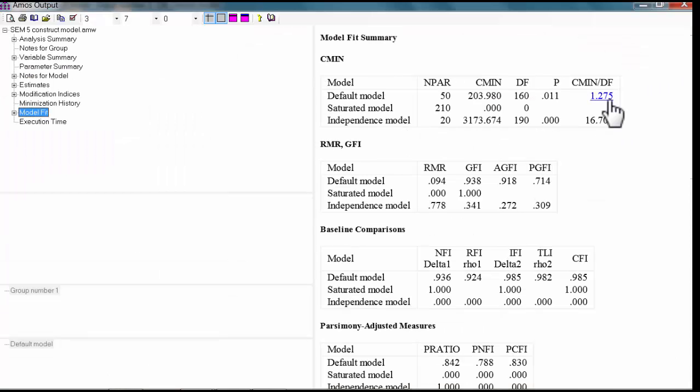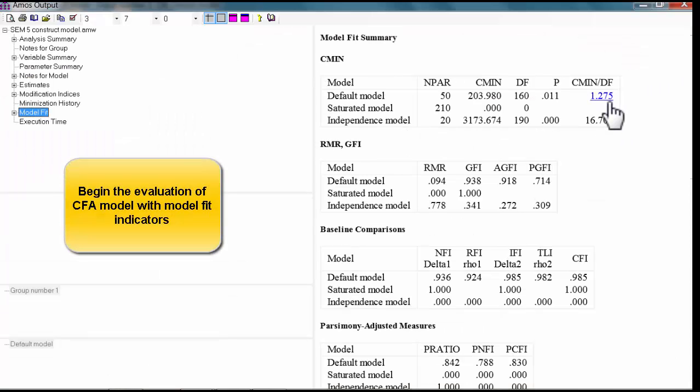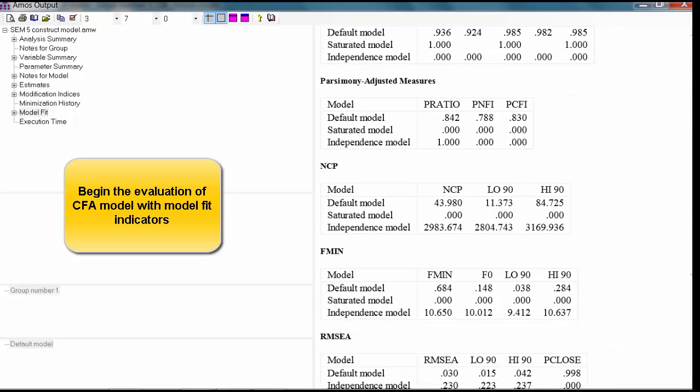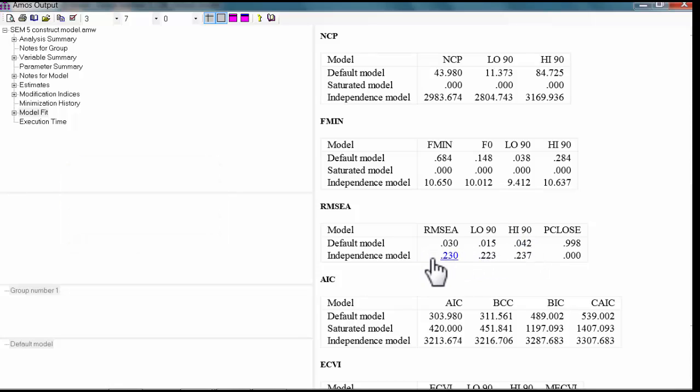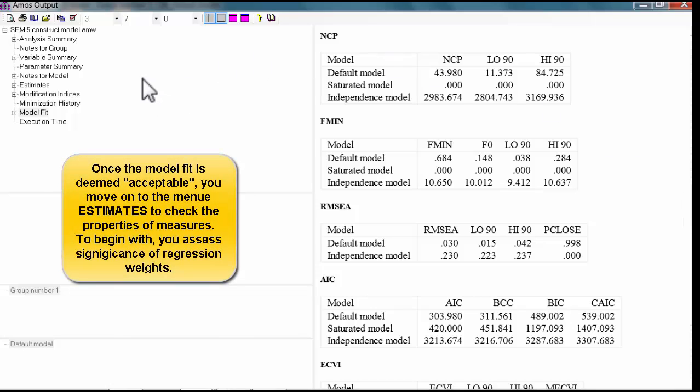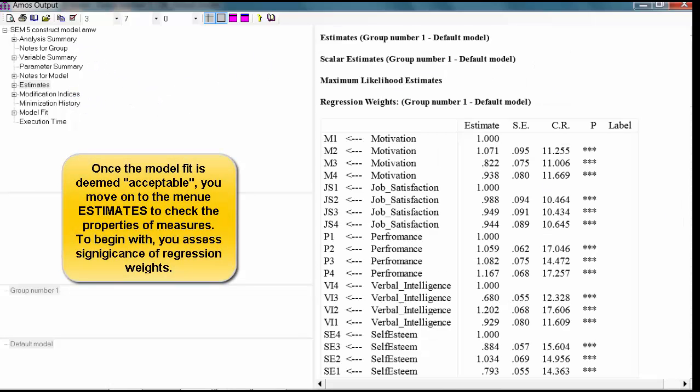Looking good. Normed chi-square, great. GFI, good, good. CFI, very good. How about the RMSEA? Great, 0.3. Lower confidence interval, higher confidence interval at 90% for RMSEA. Great. Everything good. Fantastic. We can look at the measurement.